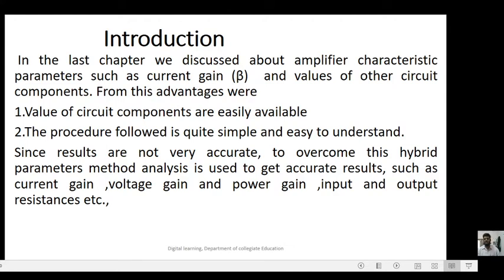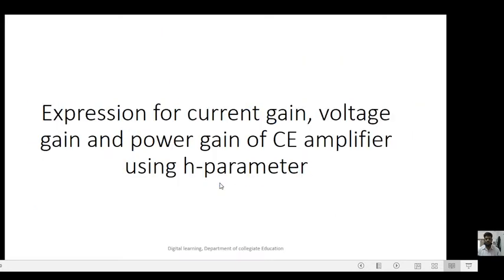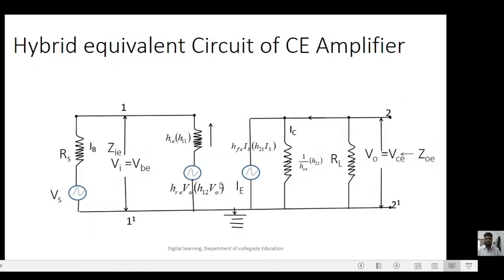Since the results are not very accurate, the hybrid parameters method of analysis is used to get accurate results, such as current gain, voltage gain and power gain, and input and output resistances. So in this chapter we are going to discuss the voltage gain, power gain and current gain of the CE amplifier.